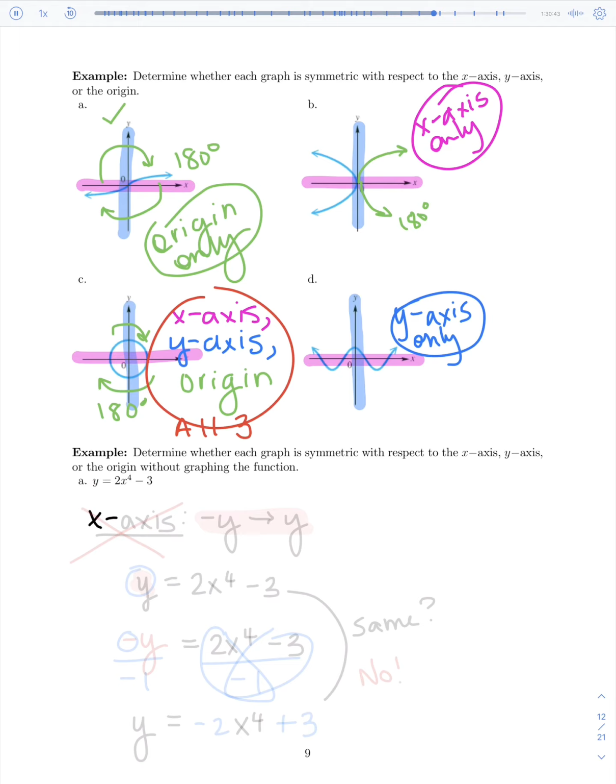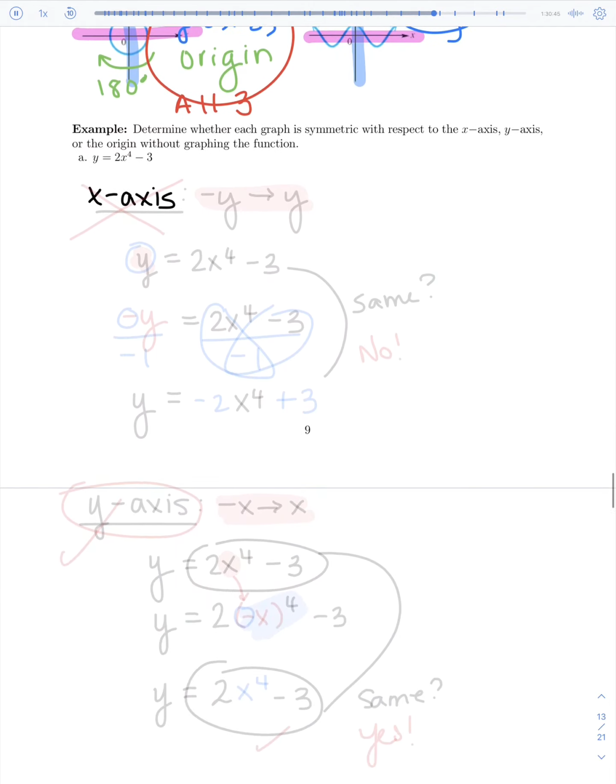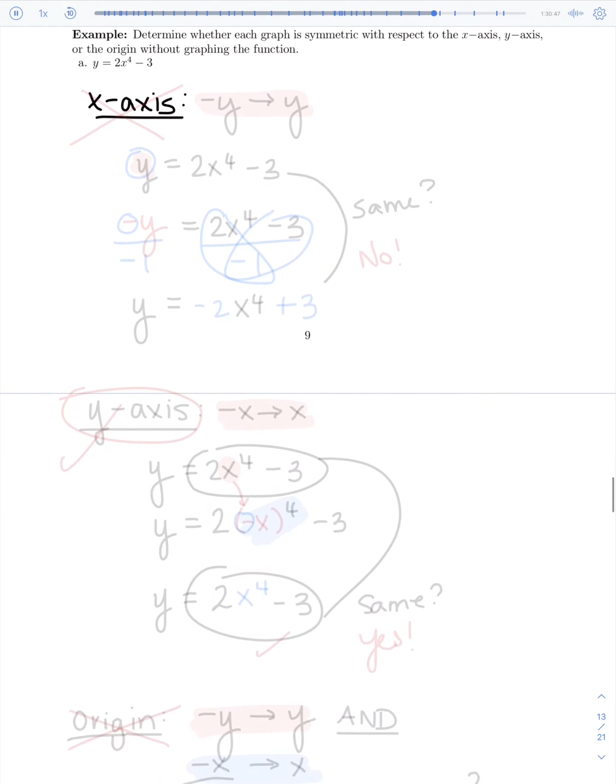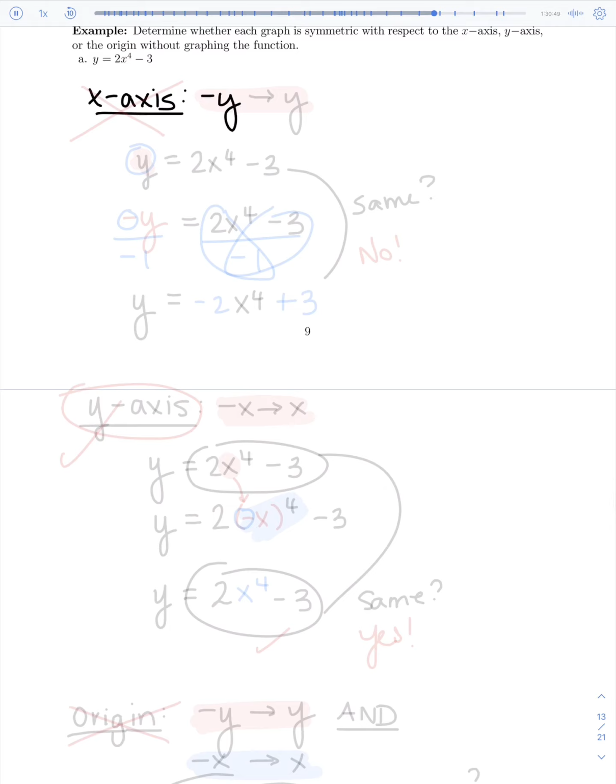Let's start out with x-axis symmetry. If we want to test for x-axis symmetry, it means wherever there's a y, we're going to plug in a negative y, and the question is, will the function be the same? So we'll start out with the original function, which is y equals 2x to the fourth minus 3.